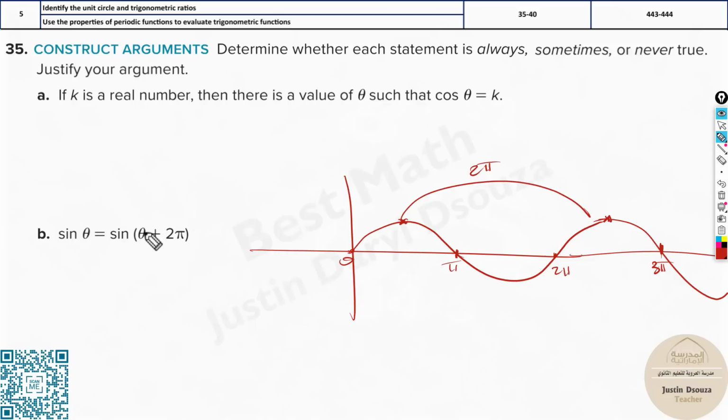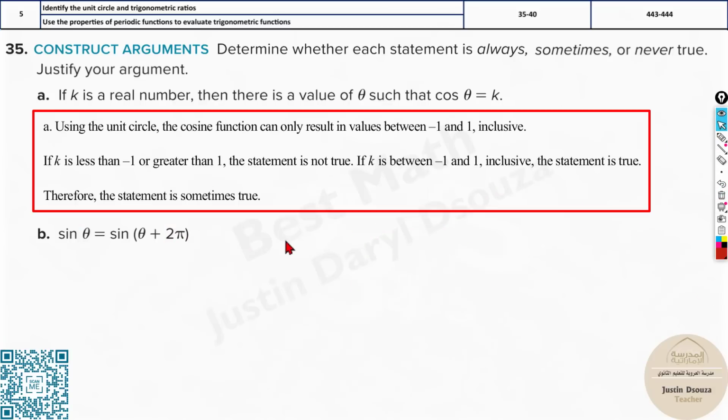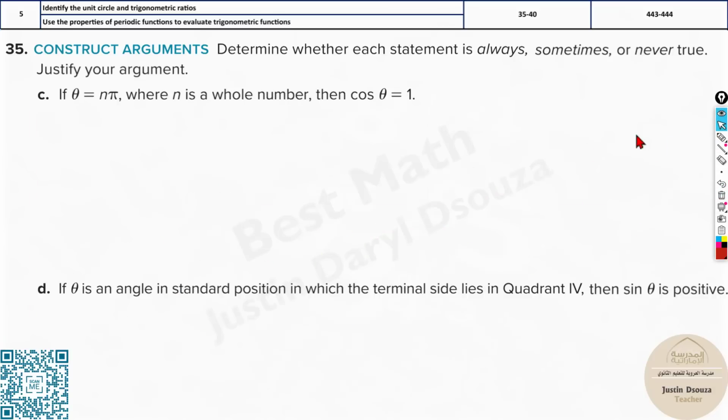So whenever you see theta plus 2 pi for sine or cosine, it will be same as sine theta. This is true. It's always true. Why? Because you're adding the period, so it basically repeats every 2 pi. See, this point is repeating after 2 pi. All points, even over here, will repeat at 2 pi. So if you add 2 pi to theta, it will repeat itself. That's true. See, this was only sometimes true and this is always true.